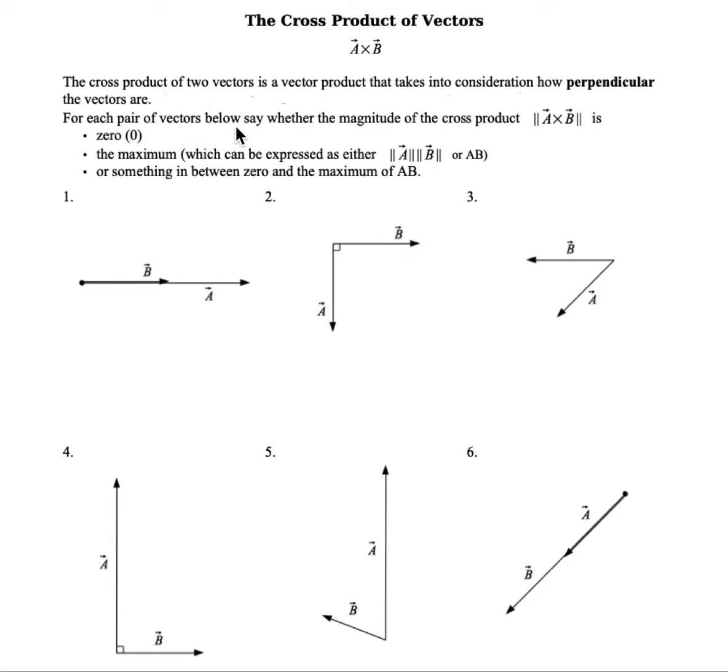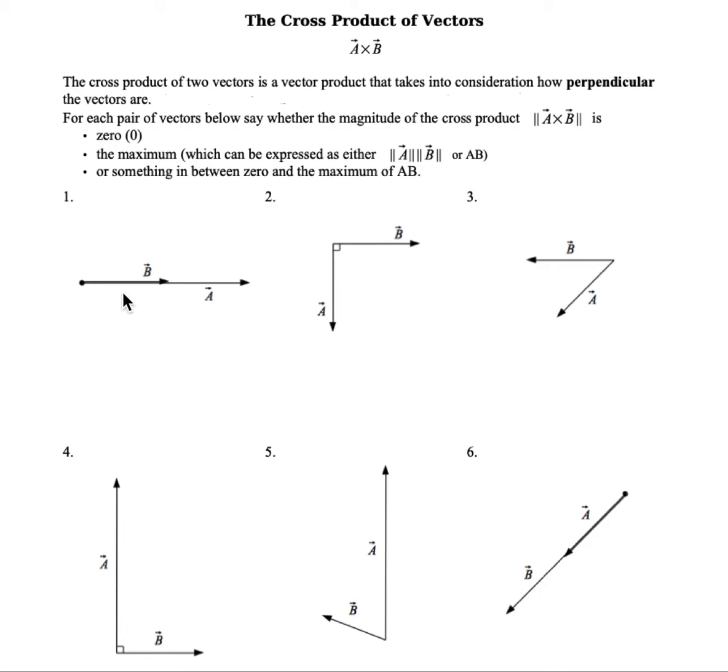For each pair of vectors below, say whether the magnitude of the cross product will be 0, or a maximum, which is A times B, or will it be something in between 0 and the maximum?